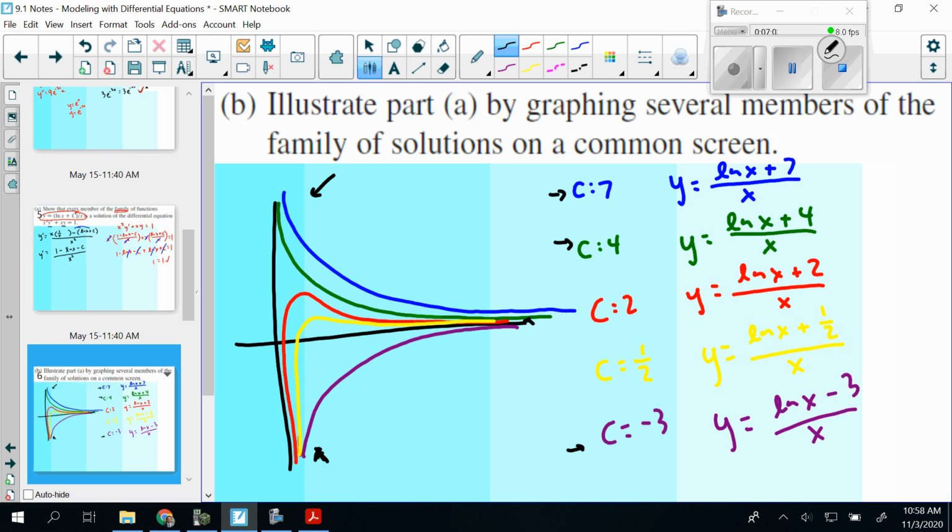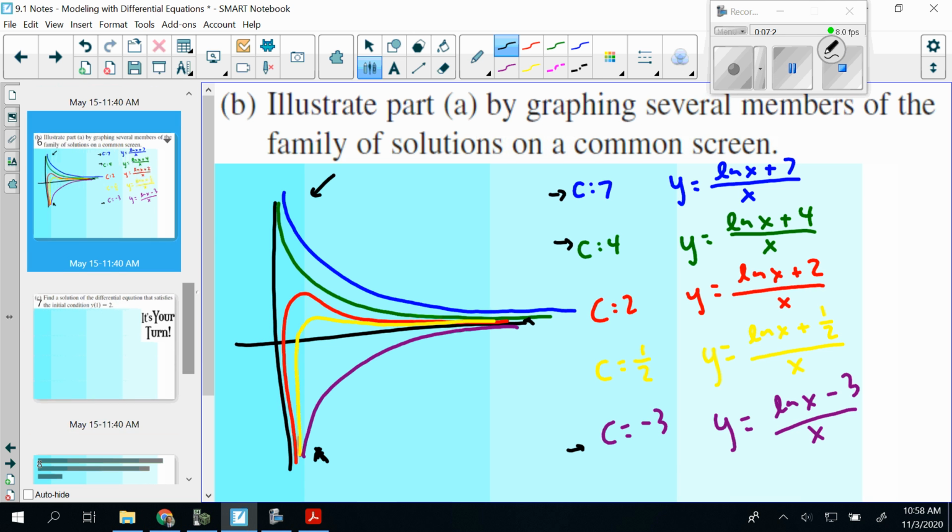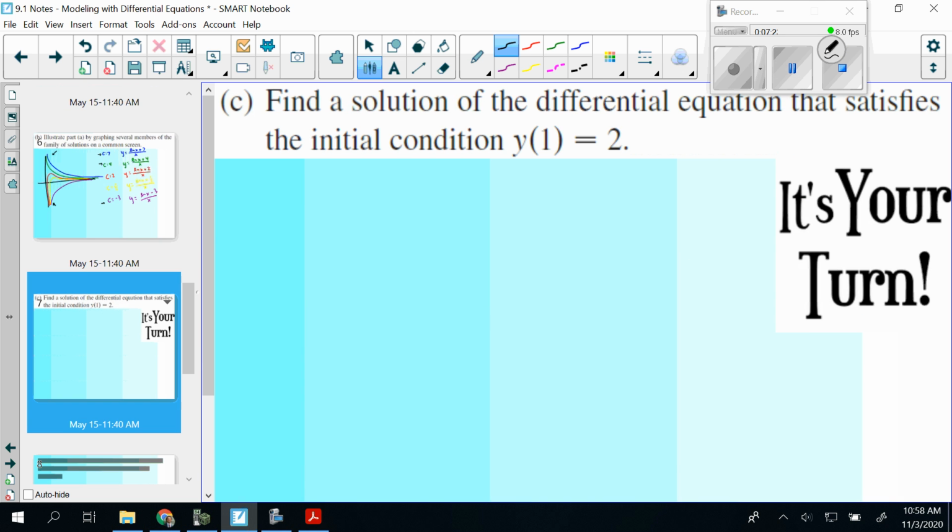And this kind of stuff, this is what you see when you get into maybe some meteorology type stuff on weather patterns and systems of what storms might do based on pressure systems and that kind of thing. All right, last part to this question. Find a solution of the differential equation that satisfies the initial condition y(1) = 2.